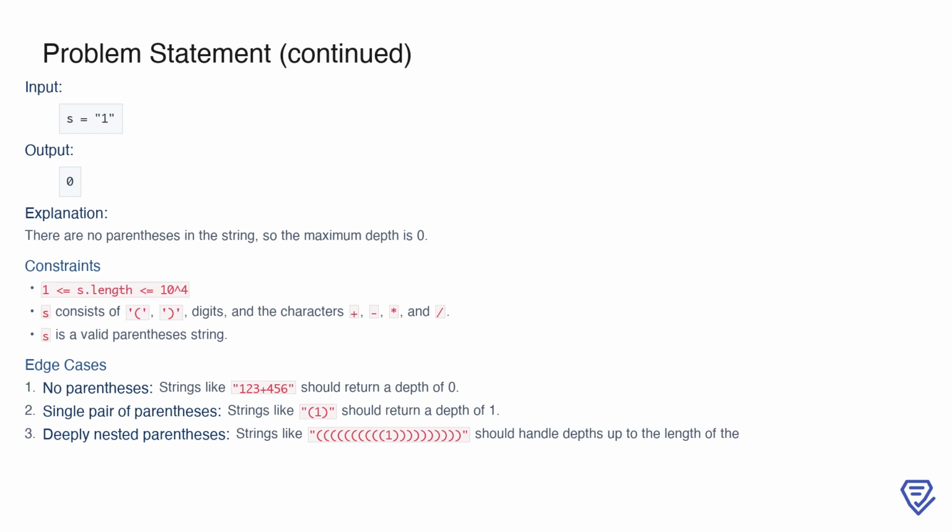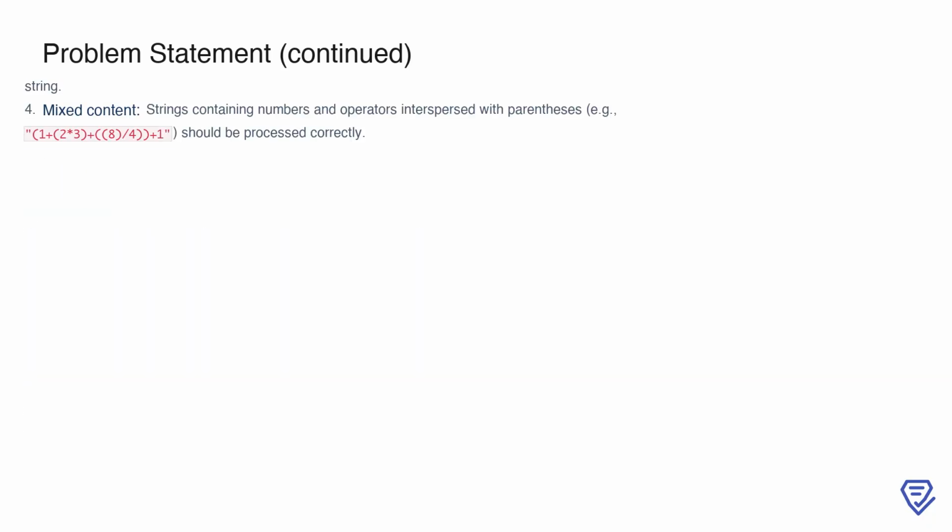Deeply nested strings, such as 1, must be correctly handled even when the depth is very high. Finally, for strings containing a mix of numbers, operators, and parentheses, such as 1 plus 2 by 3 plus 8/4 plus 1, the solution must accurately track and compute the depth. This involves analyzing how parentheses open and close throughout the string, ensuring that the maximum depth is calculated even in cases where nesting levels vary. By addressing these constraints and edge cases, we can ensure that our approach works efficiently for all valid inputs.